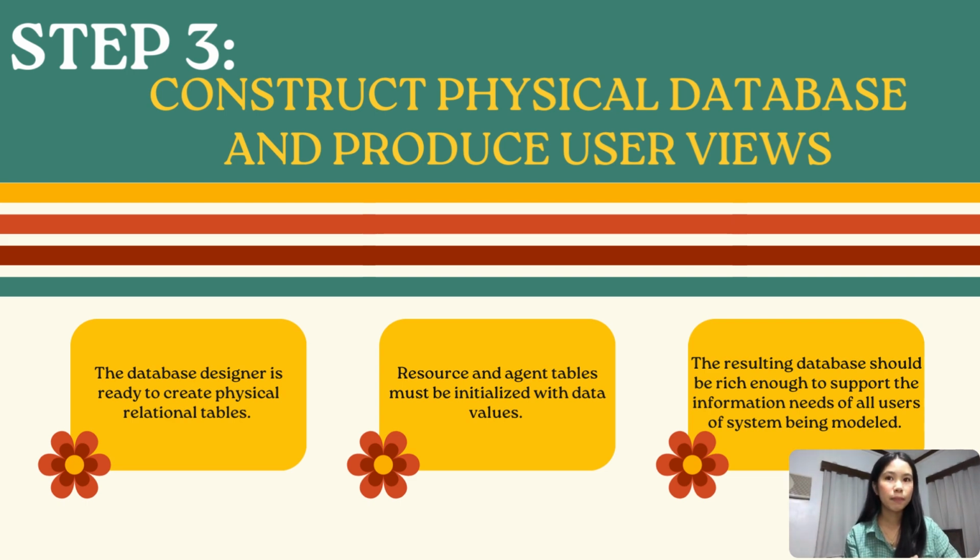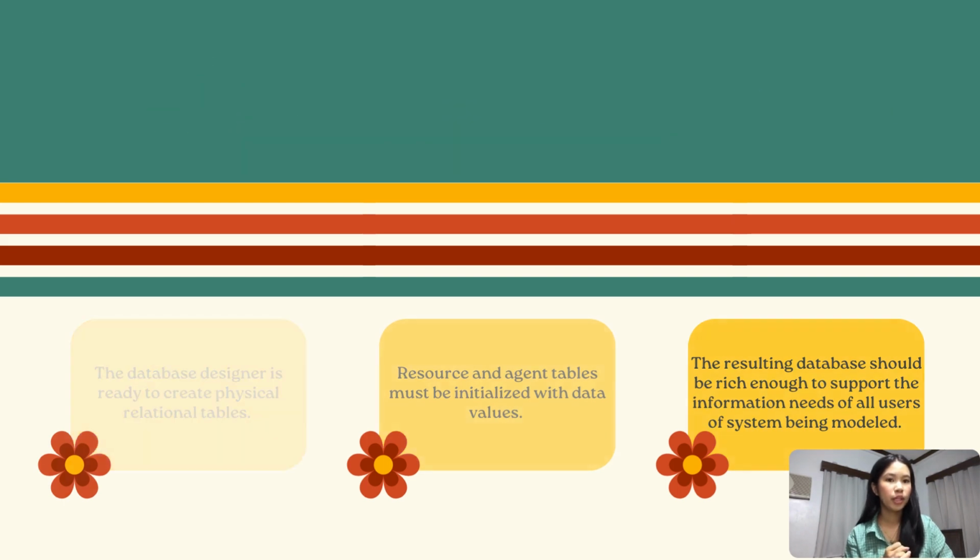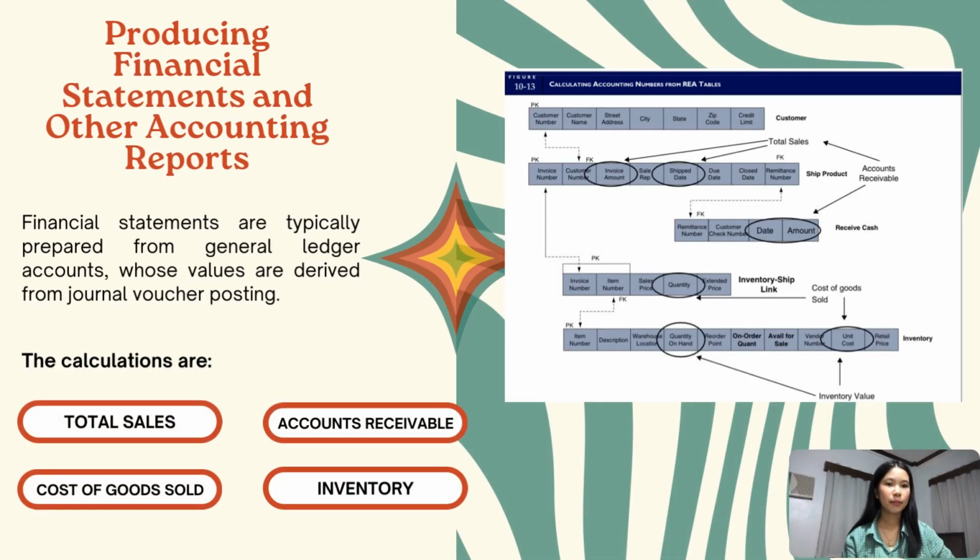Next, the resulting database should be rich enough to support the information needs of all users of the system being modeled. Here, it includes the needs of accountants, operation personnel, and management. Next is producing financial statements and other accounting reports. In a traditional system, financial statements are typically prepared from general ledger accounts whose values are derived from journal voucher posting. It means that the accounting artifacts including journal, ledger, and double entry accounting are not entities in a REA model. Instead, these traditional accounting mechanisms are reproduced from the event tables.